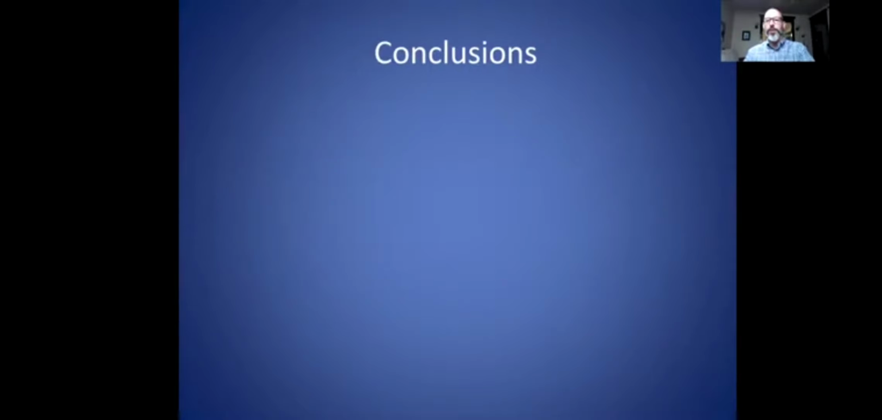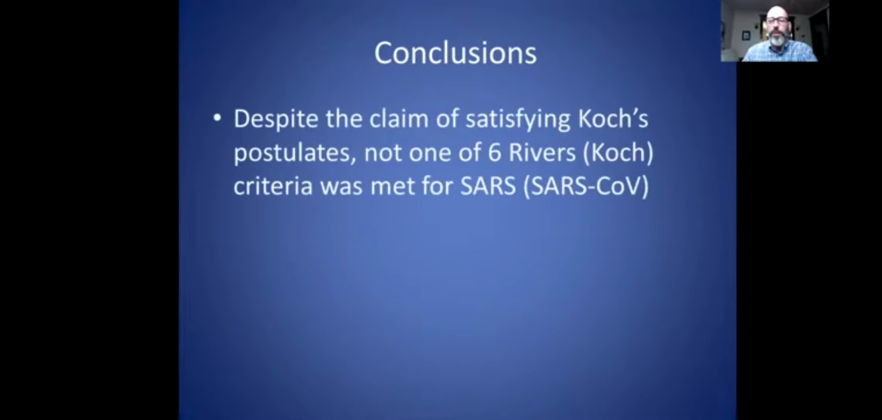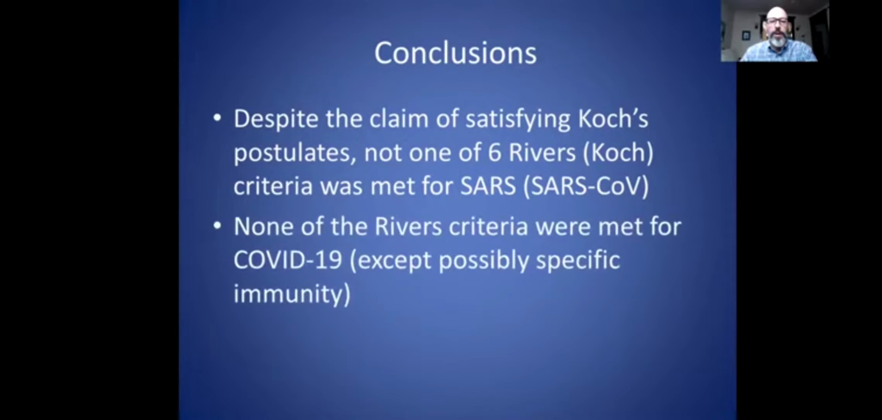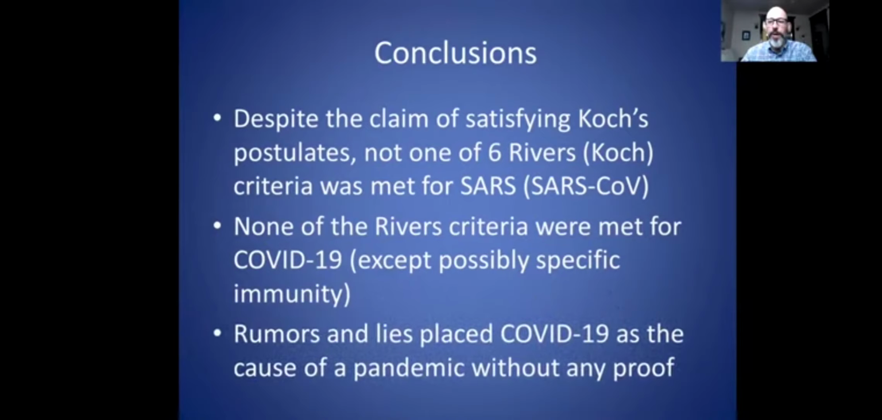So I'd like to conclude from everything I talked about that, one, despite the claim of satisfying Koch's postulates, not one of the 6 Rivers criteria was met for SARS. Not one. That's in 2003. None of the Rivers criteria were met for COVID-19, except possibly specific immunity, the least important of the 6 criteria. And rumors and lies placed COVID-19 as the cause of a pandemic with no proof, no proof whatsoever.